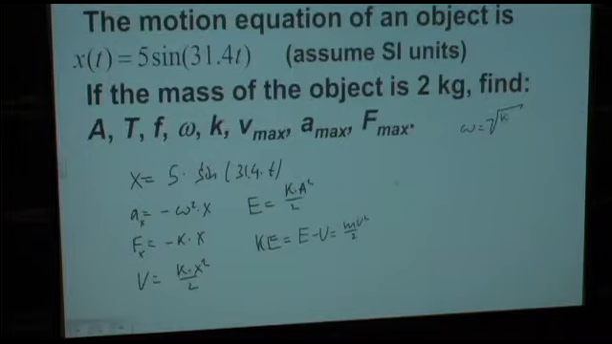Omega is equal to the square root of k over m. So that equals 31.4 radians per second, because that's what we read right here. The number which is between the t and the sine, that's the angular frequency, 31.4. And if we square it, k divided by 2 kilograms should be equal to 31.4 squared. So to calculate the constant, we just need to calculate this. That's the spring constant.